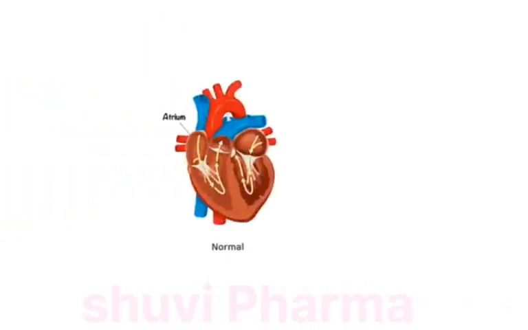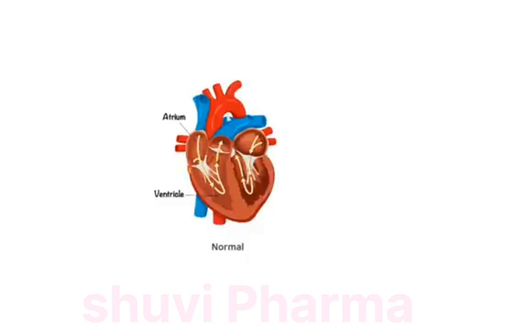In a normal heart, the upper chambers called the atria and the lower chambers called the ventricles squeeze and relax in turn to move blood through the body. Now, blood flows through the heart and lungs in four major steps.